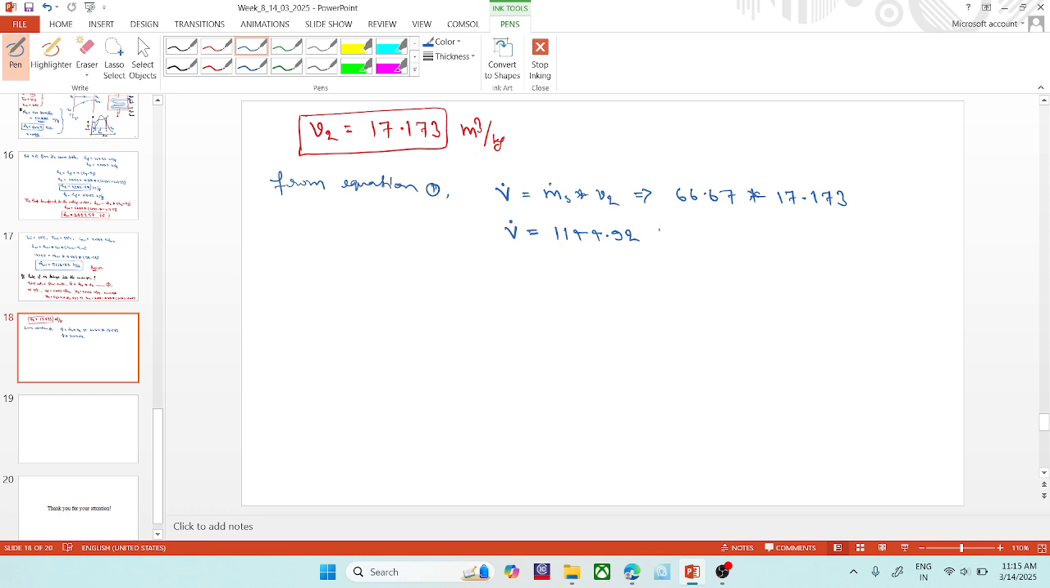92 meter cube per second. So this value we will use later. Let me club it. Okay.